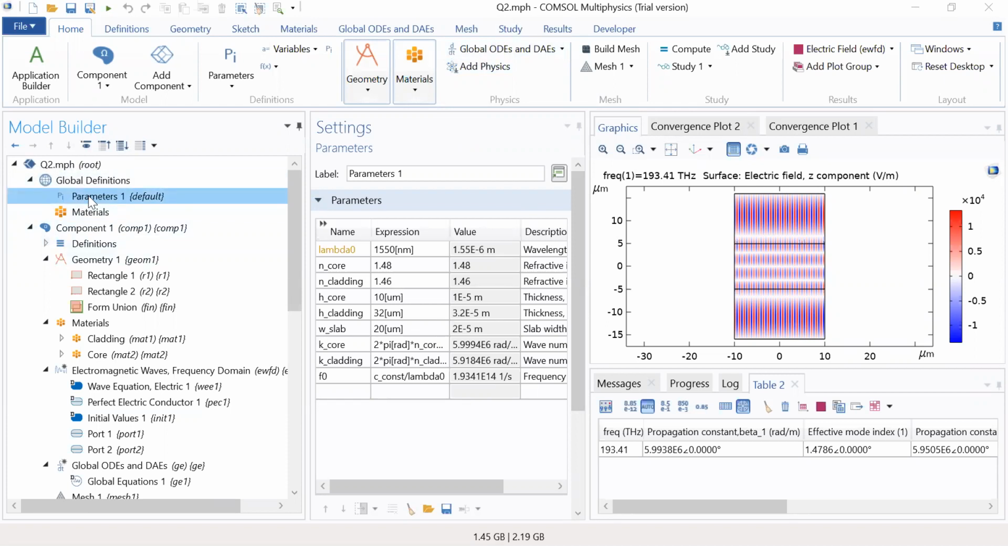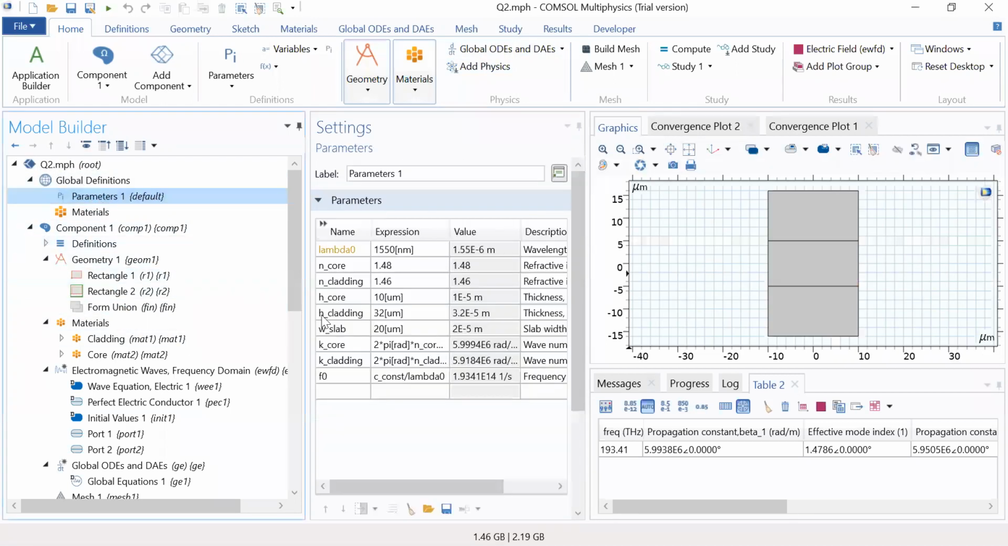In this, what we are doing is defining the basic essential parameters for the working of this waveguide. In this parameter, I define the operating wavelength, which is equal to 1550 nanometer, and N cladding and N core, which are the effective indices of core and cladding. H core and H cladding are the thicknesses of the core and cladding regions.